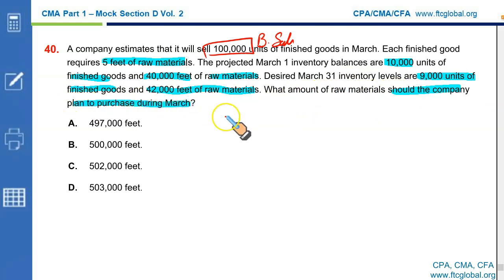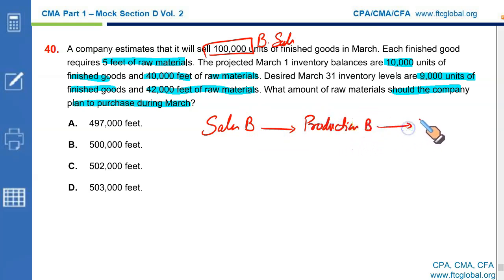Now this is an interesting question. First, you need to draw up the sales budget. This is the input to draw up your production budget. Once you have the production budget, then you go for the direct material purchase budget. We have just been given the sales budget. How do we derive the production budget from the sales budget?